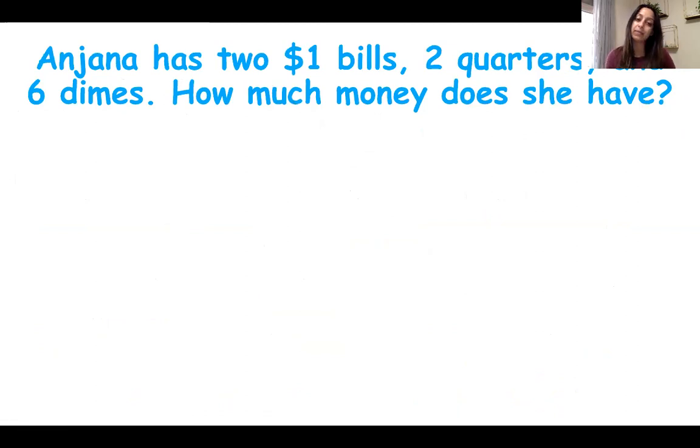I'll read you this problem and I want you to pause it and try it on your own again. Here we go. Anjana has 2 $1 bills, 2 quarters, and 6 dimes. How much money does she have? This one might be a little bit tricky, but just think. We're adding money together, and the more coins you have, the more amount of money you have. So be careful with this problem. Again, Anjana has 2 $1 bills, 2 quarters, and 6 dimes. How much money does she have? Pause and try this on your own now.